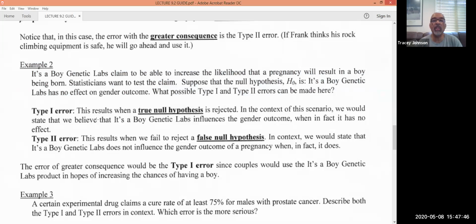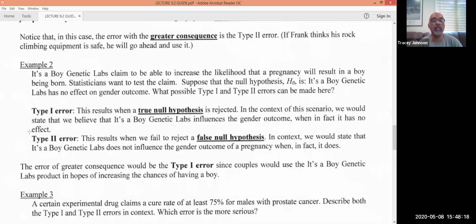What possible type 1 and type 2 errors can be made here? Well, type 1 error results when a true null hypothesis is rejected. In the context of this scenario, we would state that we believe the genetics lab influences the gender outcome when in fact it has no effect. We think the genetics lab can actually make things happen, that is, get more pregnancies resulting in boys, when in fact it has no effect.